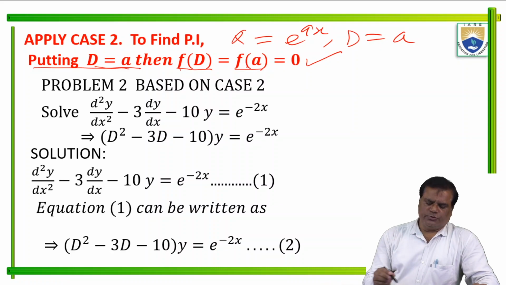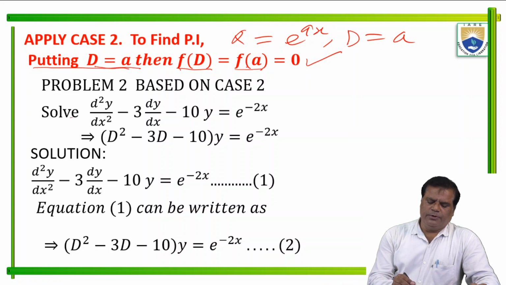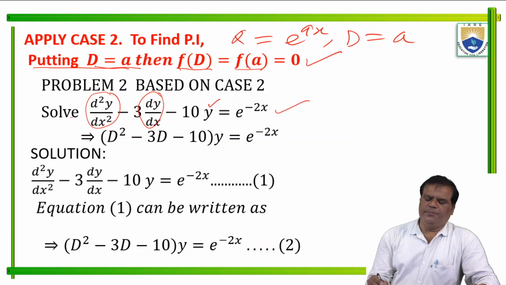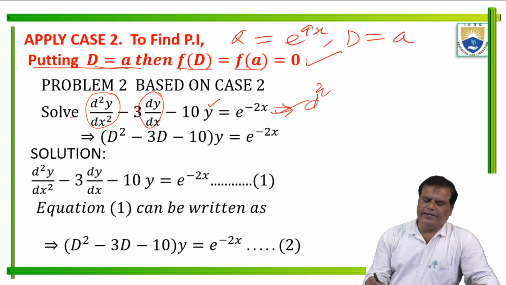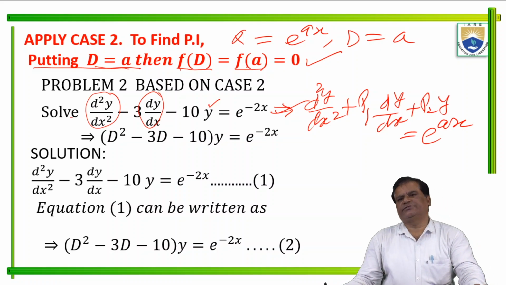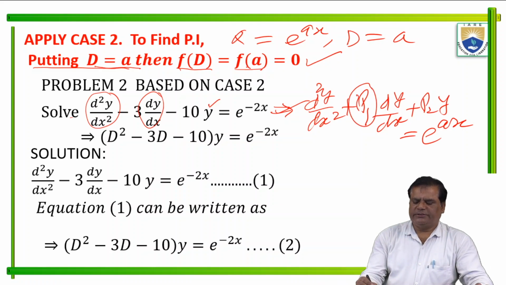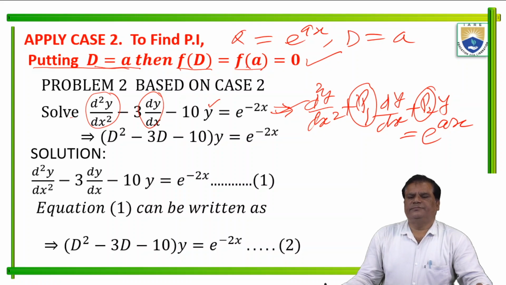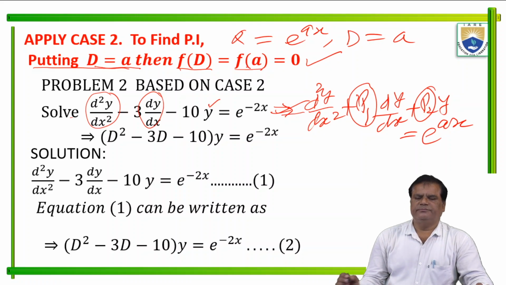So here the question is: solve d2y over dx2 minus 3 dy/dx minus 10y equal to e to the power minus 2. Comparing, this question is the same as d2y over dx2 plus p1 dy over dx plus p2 y equal to e to the power ax. Here p1 and p2 are constants, they are numbers. This is the same equation.